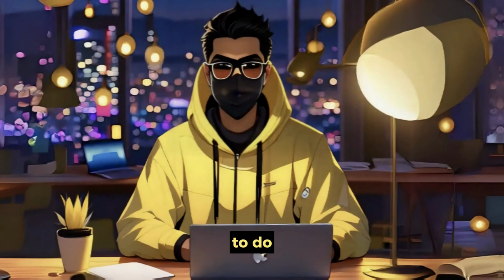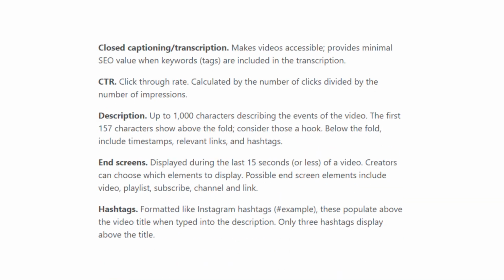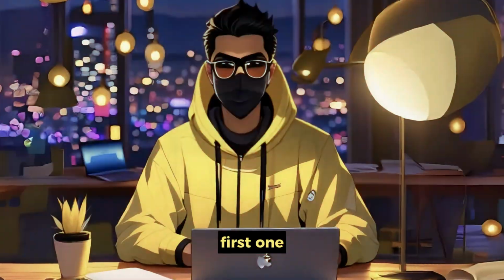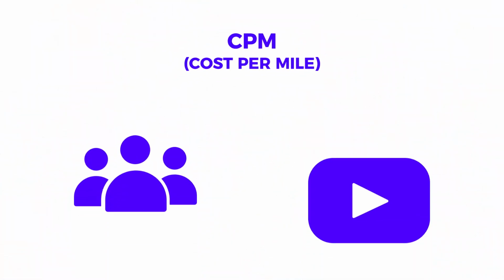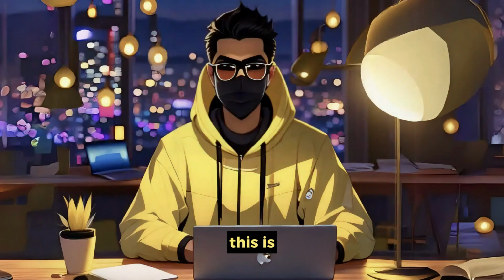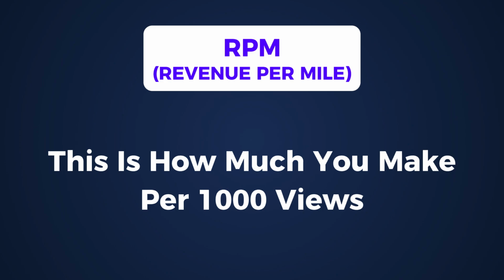Now, the first thing I want to do, which is extremely important, as that's ultimately where the money is going to come from, is understand the YouTube terminology and what each term means in terms of YouTube automation. Now, the first one is CPM. This is a metric which represents how much advertisers are willing to pay to show ads on YouTube. Now, this is not how much you make from 1K views. RPM, now, this is how much you make per 1,000 views.